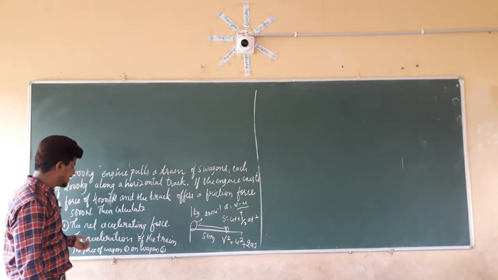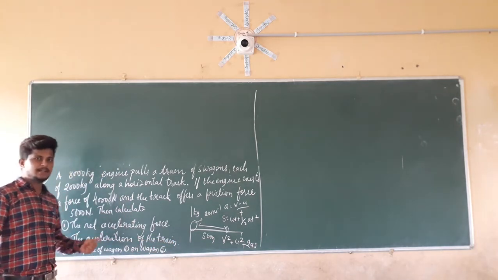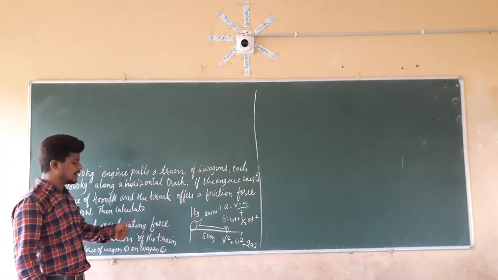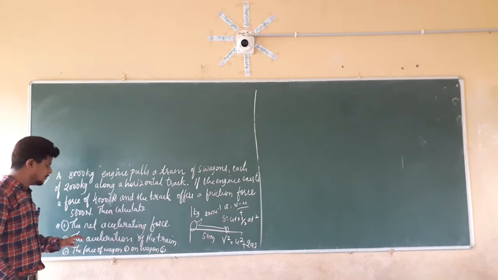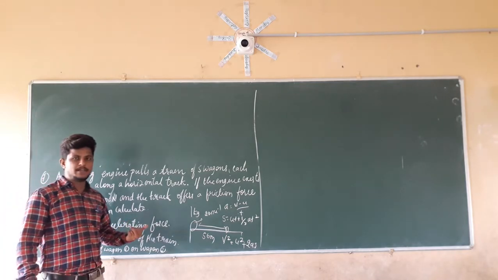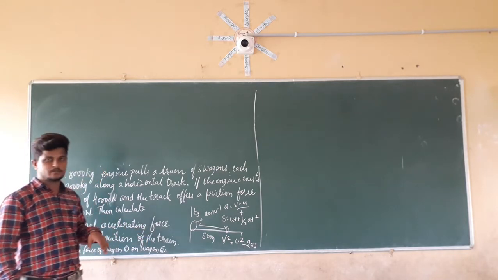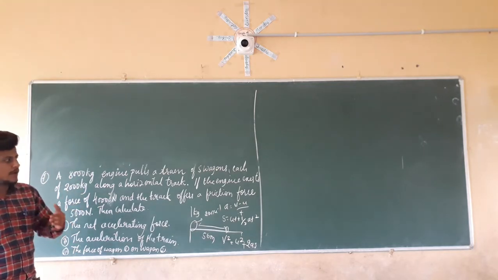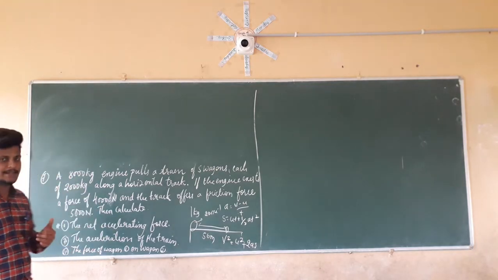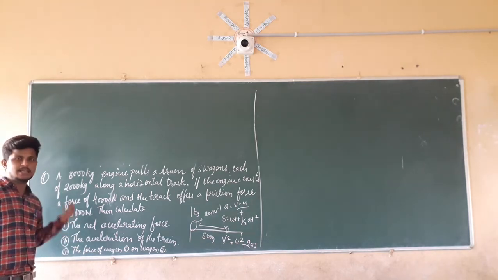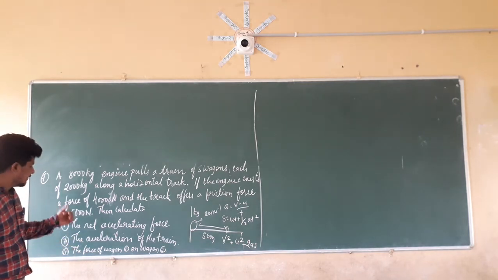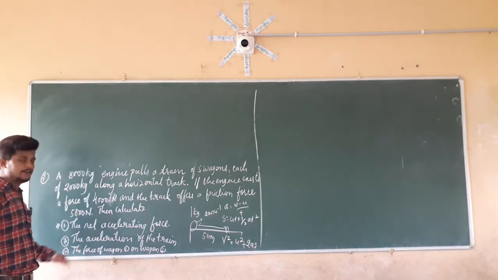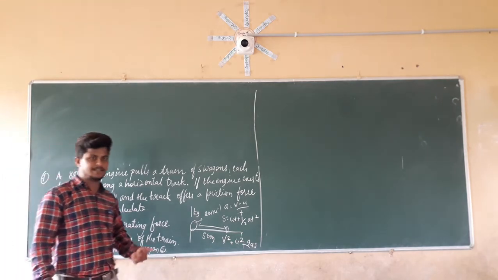We have to calculate, second question, the acceleration of the train. Third question, the force of wagon 1 on wagon 2. How much force is going to be applied by the wagon on wagon 2? So in this question they have given 3 parts, where we have to calculate the net accelerating force, the acceleration of the train, and in the same way the force of wagon first on wagon second.